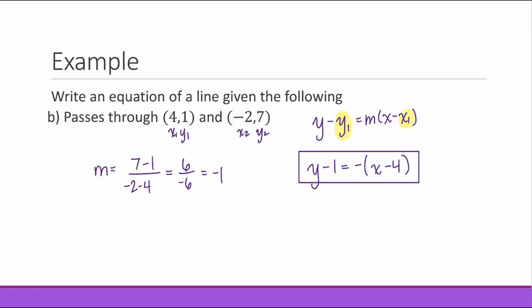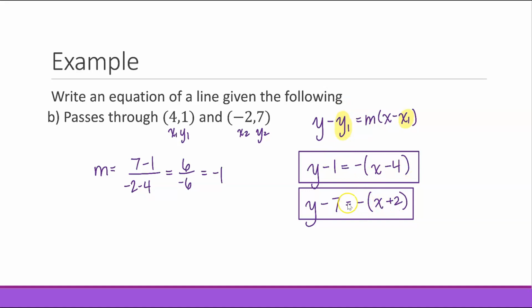So here, this is a perfectly acceptable answer. I'm going to write a couple different versions. I'm also going to put y minus 7 equals -1 times x plus 2. So we can use either one of the points, and that's fine. And these are actually the exact same answer.